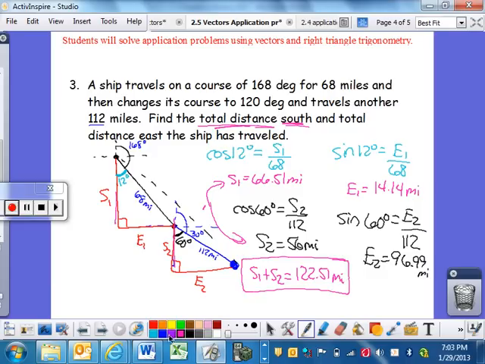And then how far east did I go? I need to find east 1 and east 2. When I add those two together from my work above, I need to add the 14 plus the 96.5. I end up getting 111.13 miles. So that's a way where you can tie everything together on one simple problem.